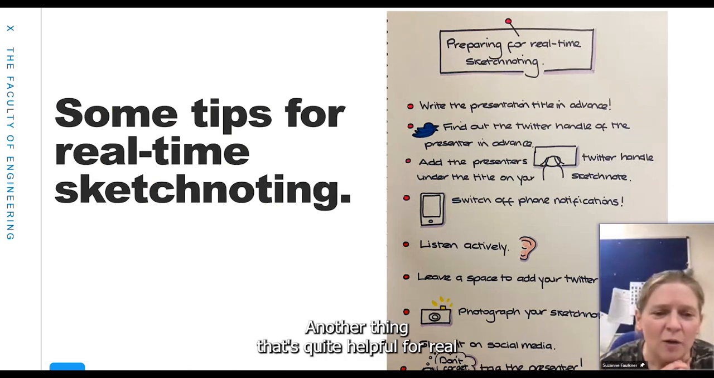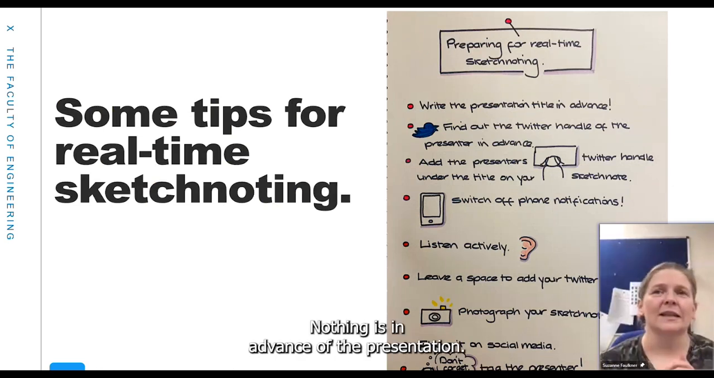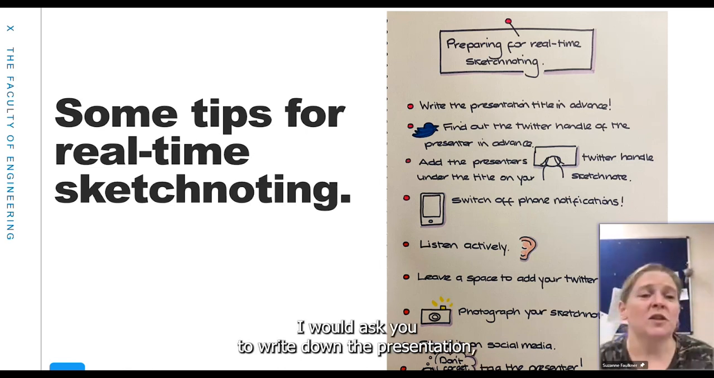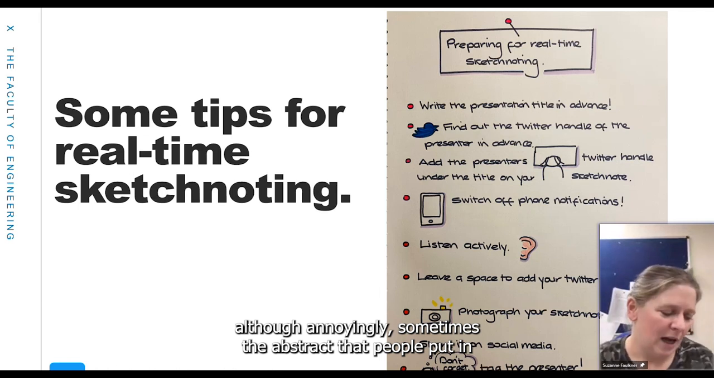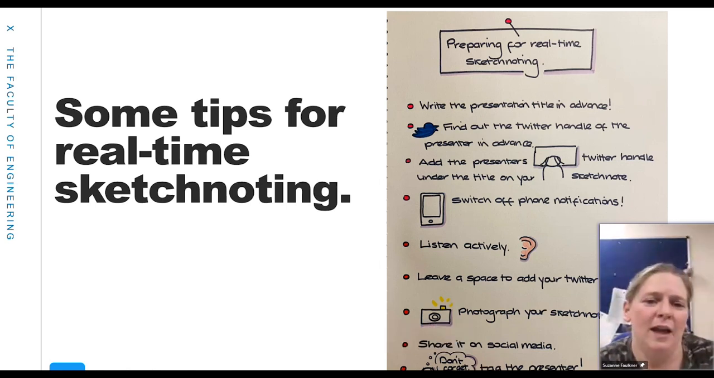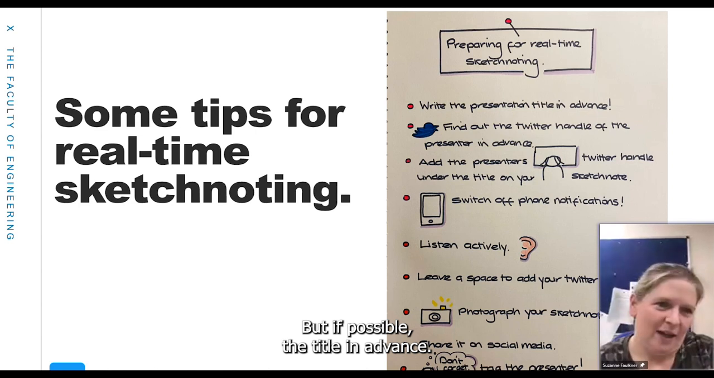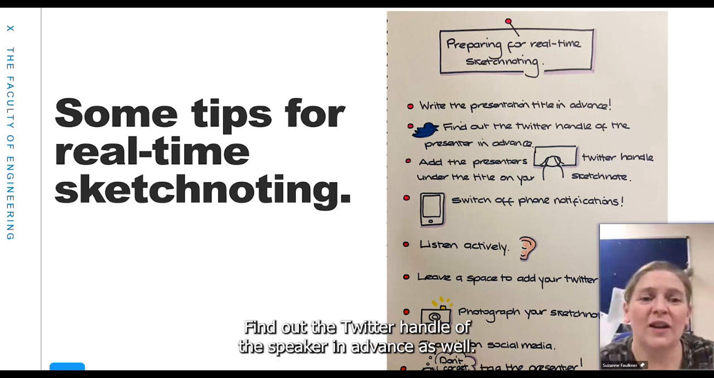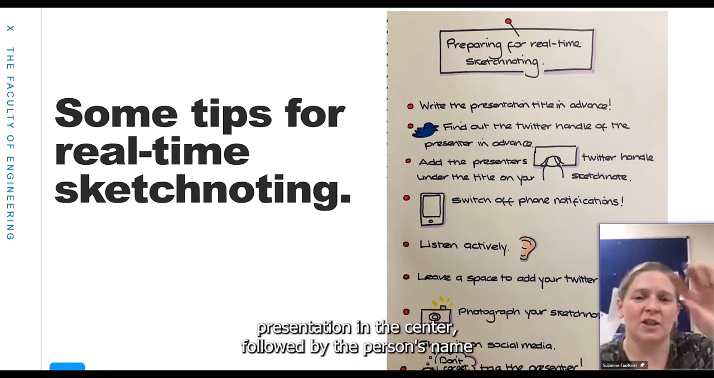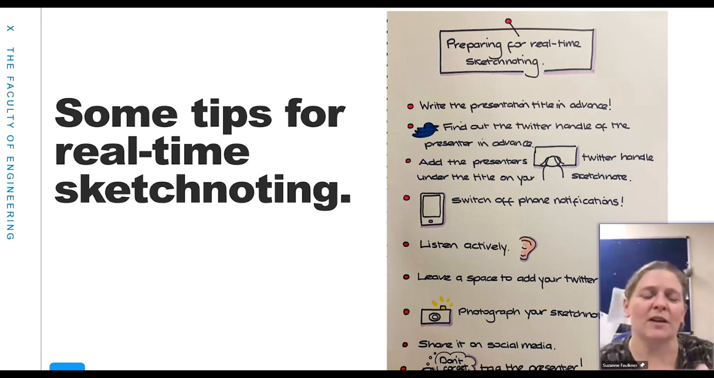Another thing that's quite helpful for real-time sketchnoting is, in advance of the presentation, write down the presentation title, although annoyingly sometimes the abstract that people put in, we're all guilty of it though, and the title they put up in their presentation is different. That can be a bit irritating, but if possible, write out the title in advance. Find out the Twitter handle of the speaker in advance as well. When I do my sketch notes, I put the title of the presentation in the centre, followed by the person's name and their Twitter handle just underneath that.